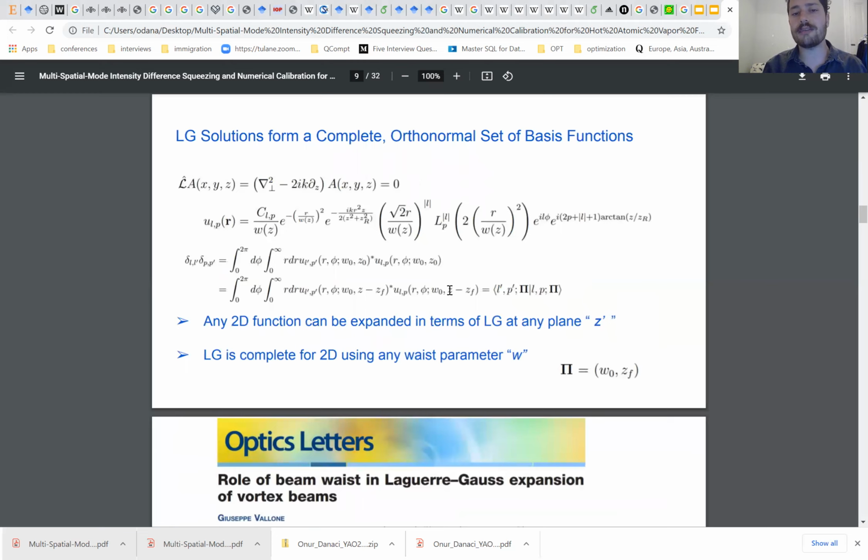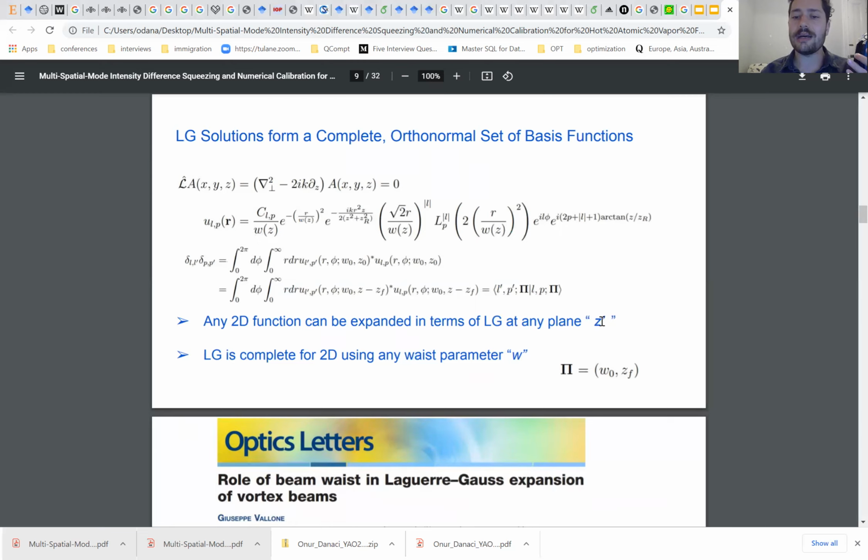To develop this, we use paraxial optical beams in the context of Fresnel diffraction or the optical Schrödinger equation. Once we solve this in cylindrical coordinates, we have Laguerre-Gauss solutions, and these solutions are a complete orthonormal set of basis functions. So not only beams, but you can also expand any sort of image by using this set.